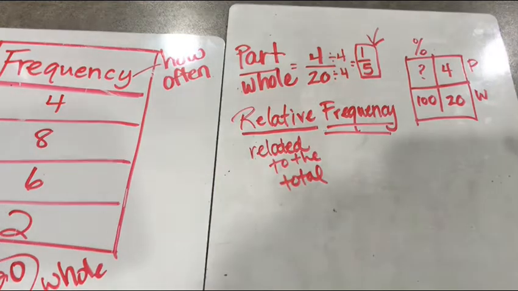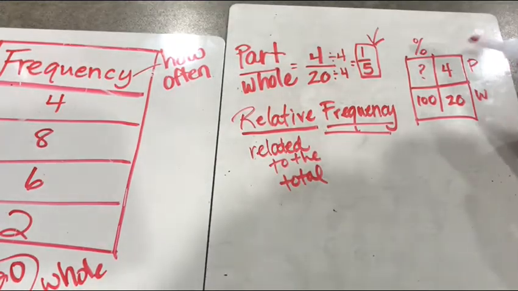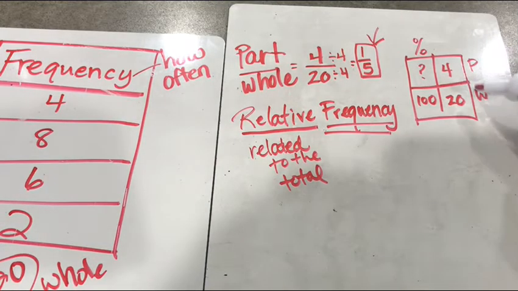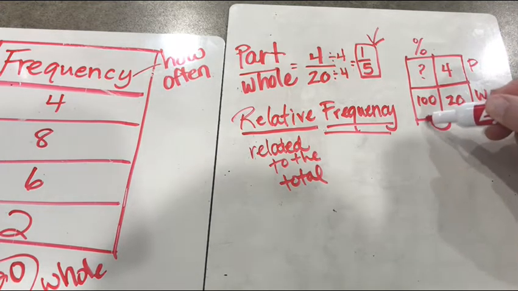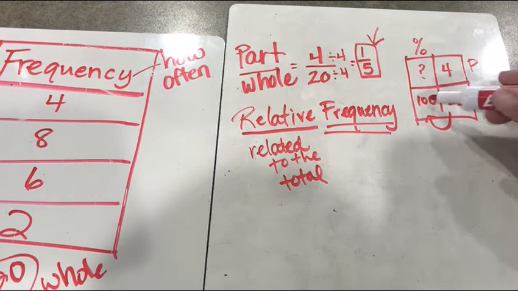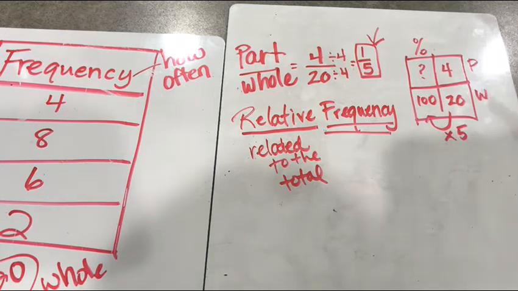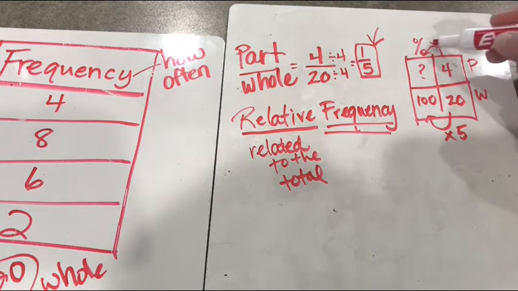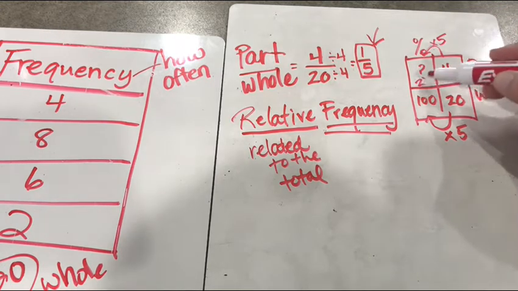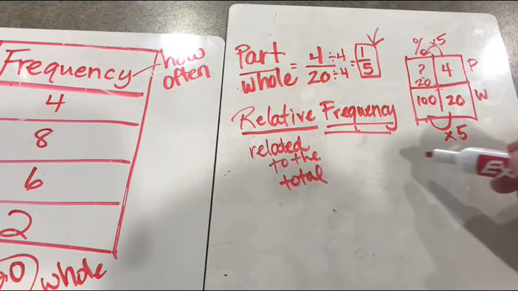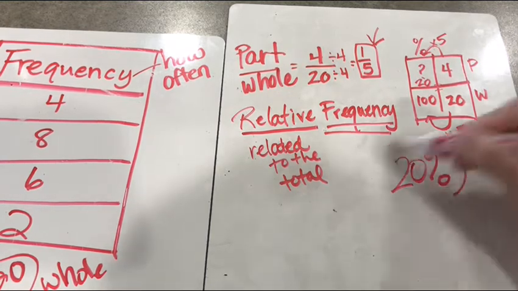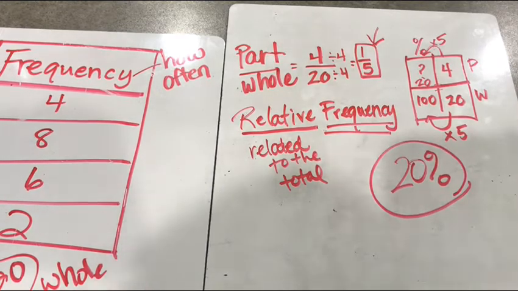So once you set up your percent box, there's 2 ways to do it. You can cross multiply and divide. That'll work every single time. But there's also, you can look for the easy way, all right? So 20 times what is 100? 20 times 5. So 4 times 5 is 20. So 20 out of 100 is equal to 4 out of 20. So there's 20% of the animals were cheetahs, all right?